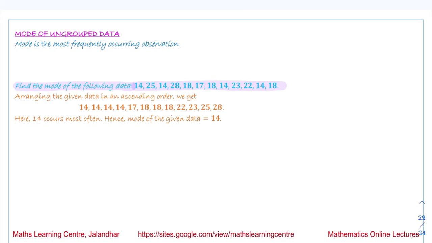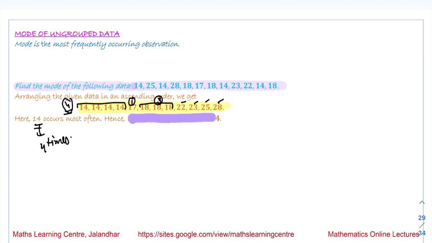If we arrange this data in ascending order, we can write the values in this way. What we see from this is that 14 is repeated 4 times, 17 is 1 time, 18 is 3 times. These other values are ones. So the most frequently occurring value is 14, occurring 4 times. So the mode of the given data is 14.